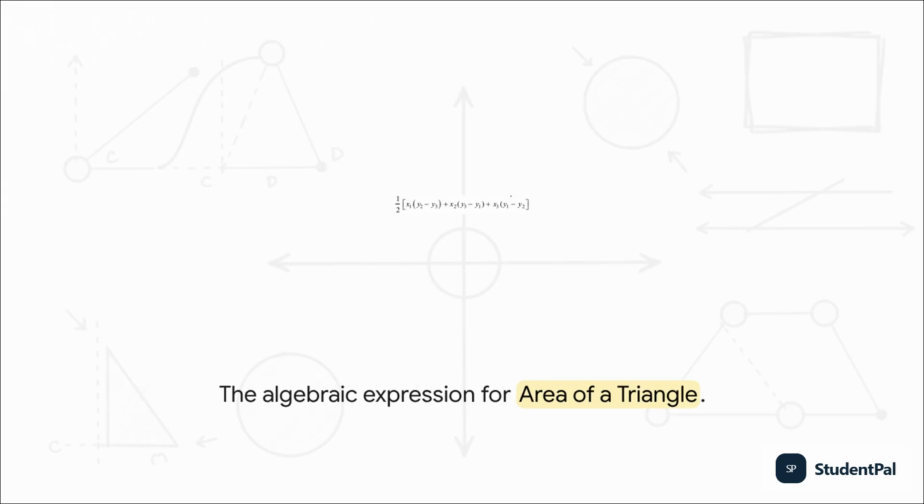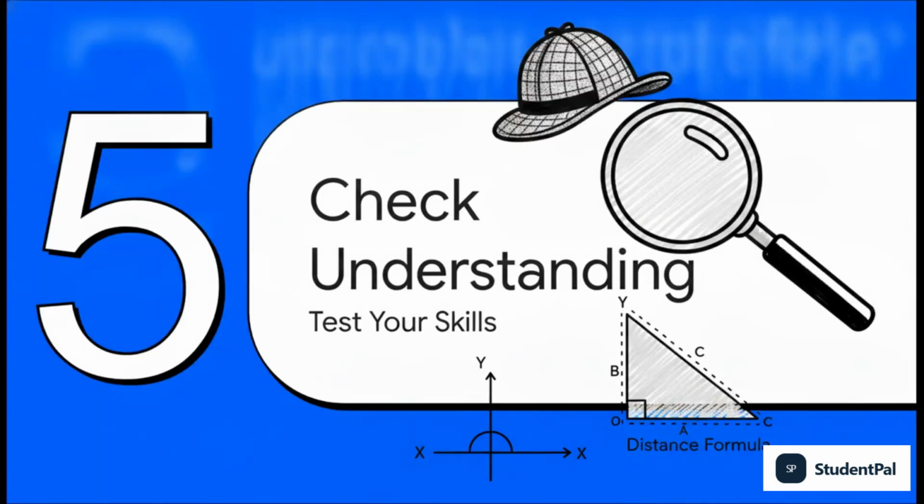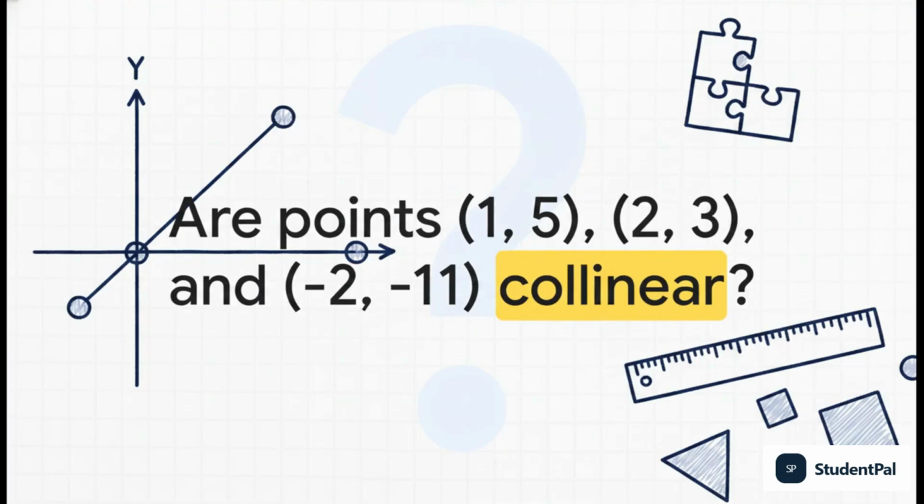It can't be negative. Now for our final stop, Section 5. Check your understanding. You already know how to do this in theory, so let's put on our detective hats and tackle a quick exercise directly from the text to prove our mastery. Here's a really beautiful puzzle for you. If I give you 3 sets of coordinates, how can we use our new tools to prove if they all sit on the exact same straight line? If they do, we call them collinear.